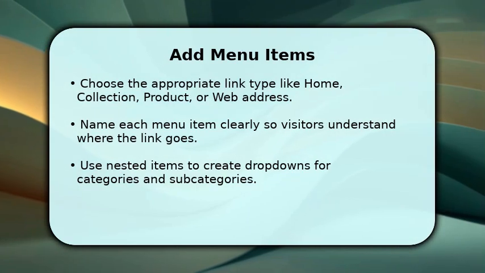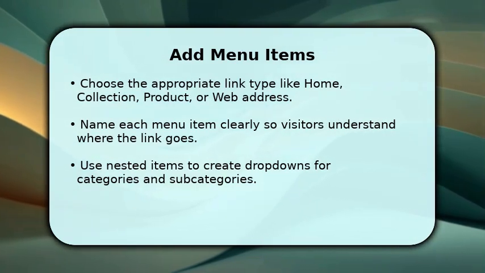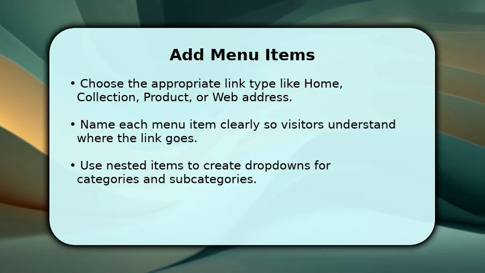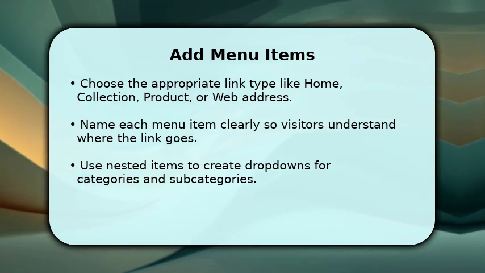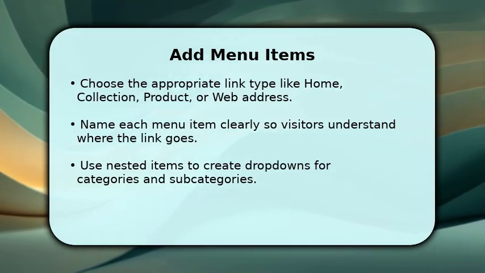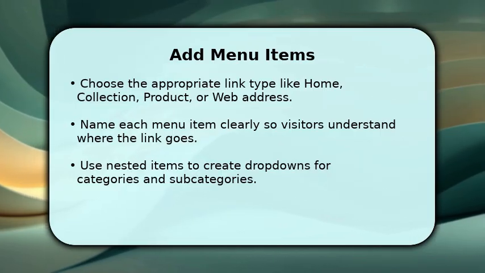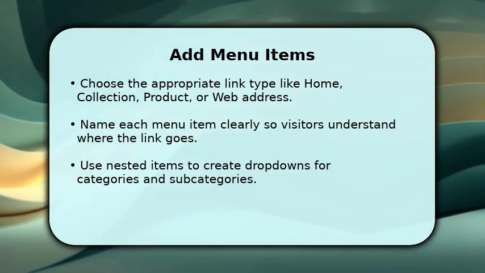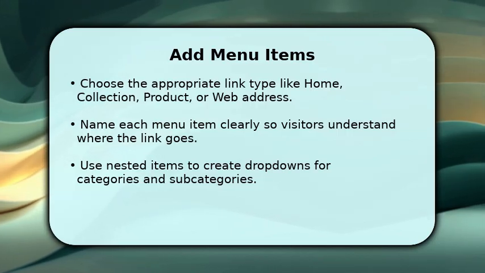When adding menu items, pick the correct link type such as a collection, product, or web address for clarity. Give each item a concise name to set visitor expectations. For drop-downs, drag items underneath a parent to nest them. Consider linking to high-priority pages like Contact, Shipping, or FAQ.